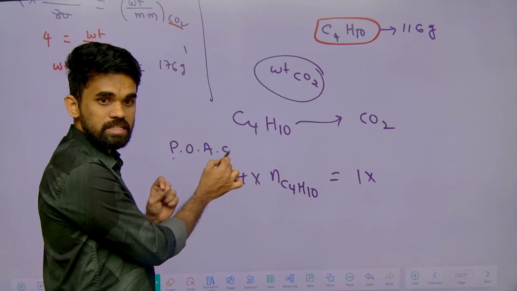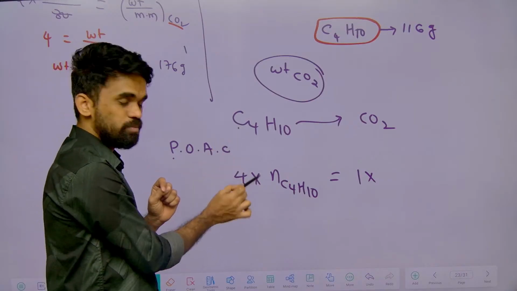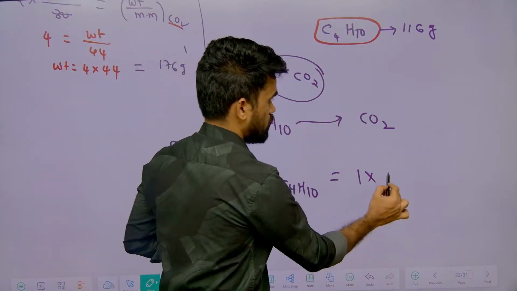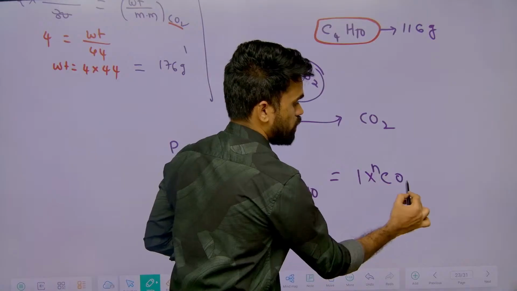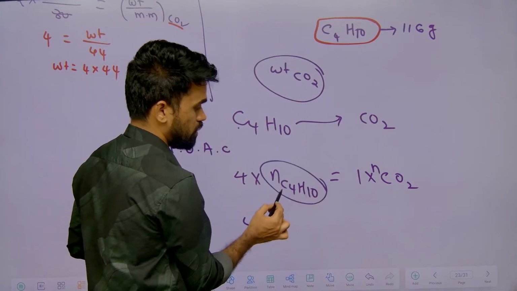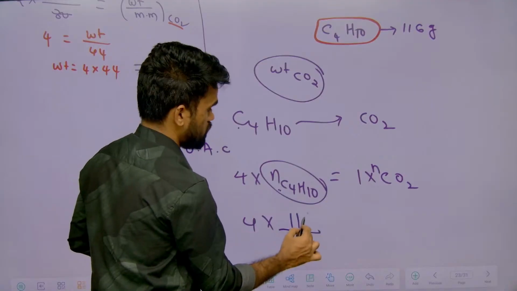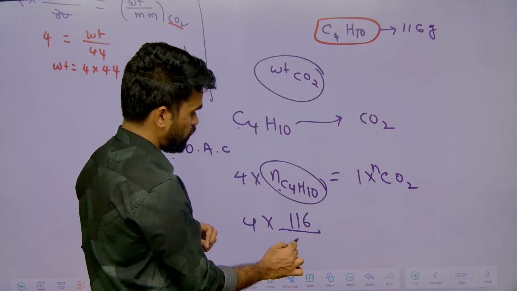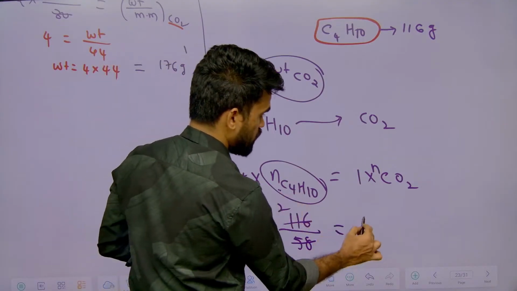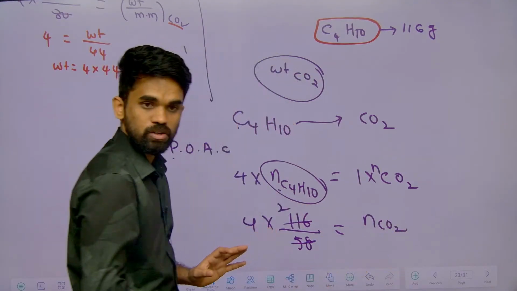That is what we are doing here, applying POAC, the principle of atom conservation. Which atom are we conserving? That means you take how many carbons here? This side also how many carbons? 1 carbon, so 1 CO2. Done. Next, 4 into, what is the weight I gave here? 116 by 58. It means it is around 2 times. This one and CO2. Done. We are done with the question then.